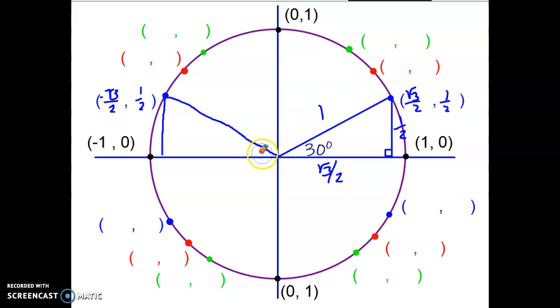Okay, so let's move that same triangle now into the third quadrant. Let's move down here.